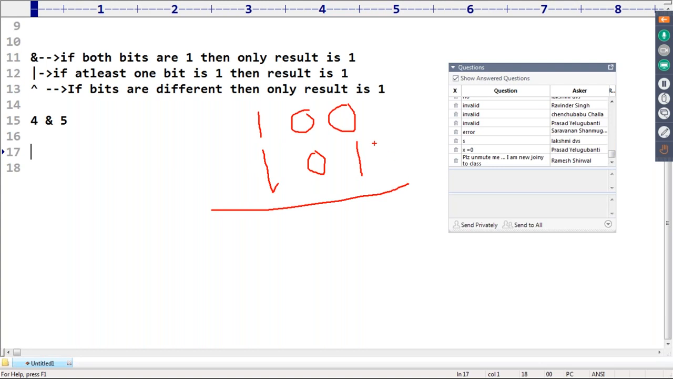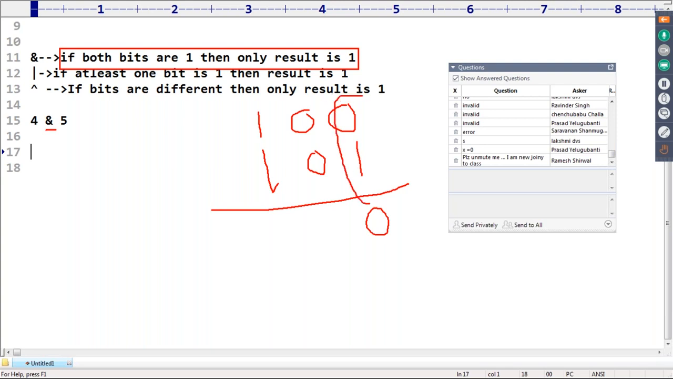1 0 1, 1 0 1. Sir, 0 0 1. We are using the AND operator, and AND returns 1 only if both bits are 1. But here the first one is 0, that's why you will get 0 by default. Sir, have you observed? We have to apply it bitwise.